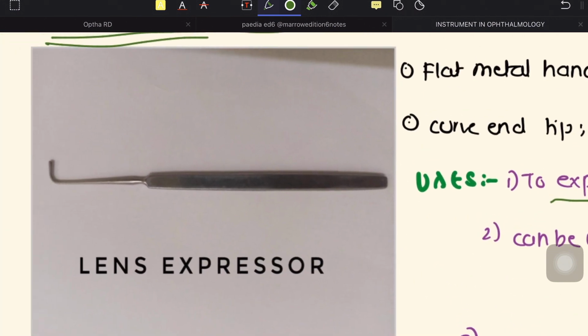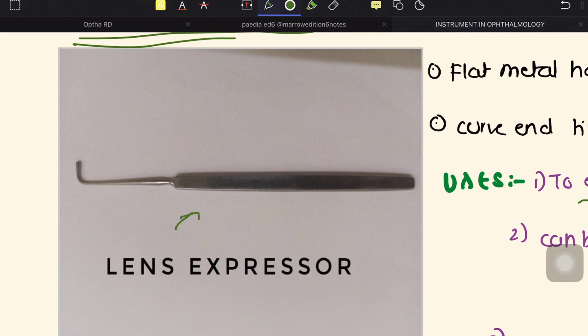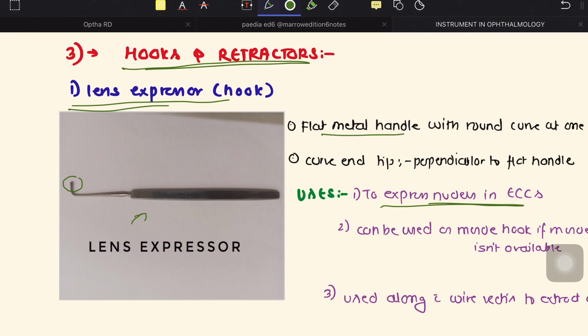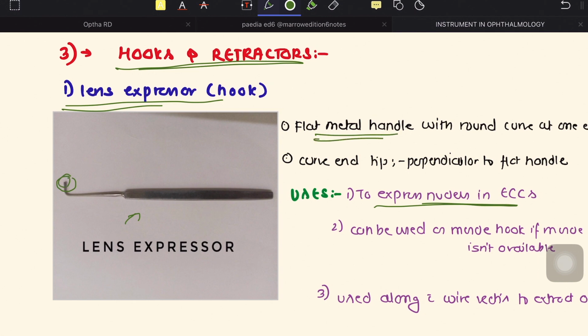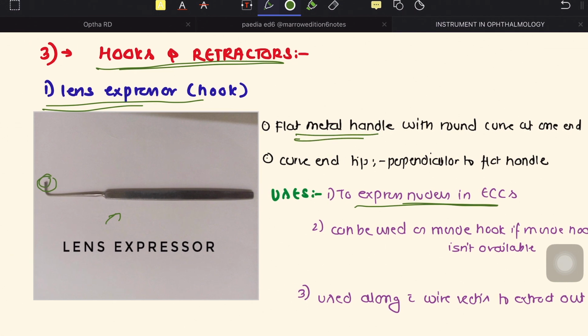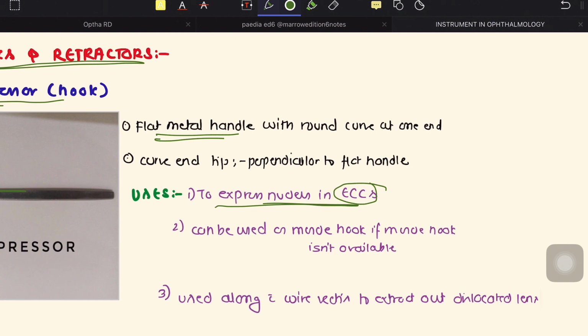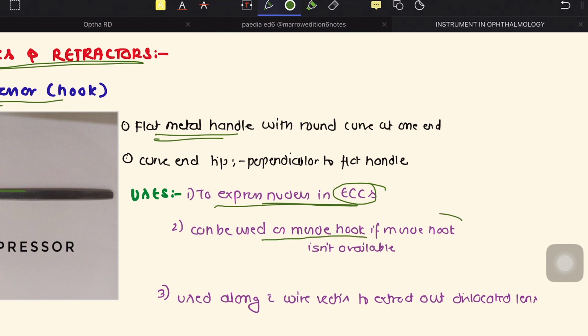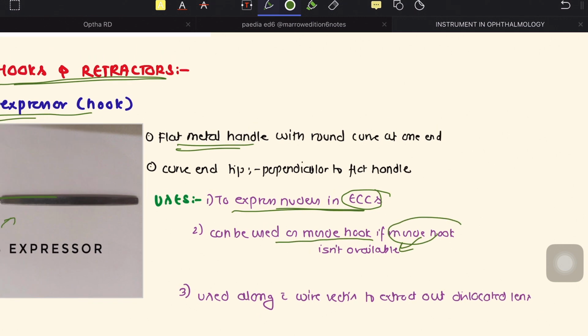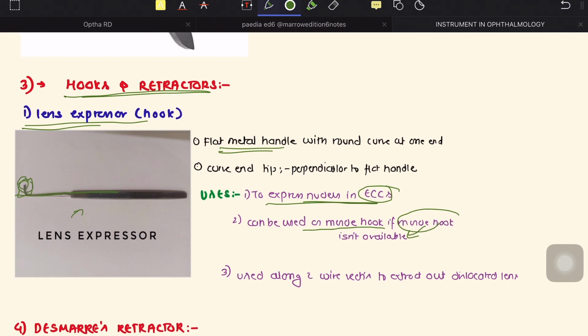As we can see from this diagram, the lens expressor looks like this, and we can see there is a perpendicular tip. It has a flat metal handle with a round curved end at one end, and the curved end tip is roughly perpendicular to the flat handle. It is used to express the nucleus during extracapsular cataract surgery. It can be used as a muscle hook if a muscle hook is not available, which is one of the secondary uses of the lens expressor. It is used along with wire vectis to extract out a dislocated lens. So these are the uses of the lens expressor.